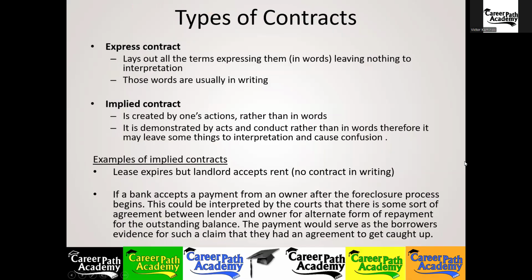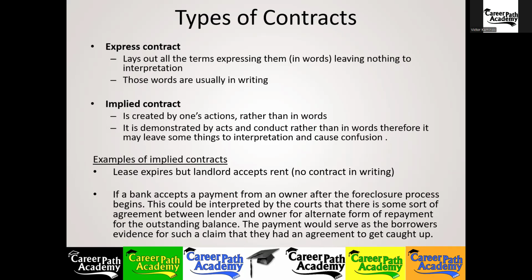So an express contract is one that lays out all the terms, expressing them in words, leaving nothing to interpretation. So those words are usually in writing. An implied contract, however, is one that's expressed by one's actions rather than their words. Now, this is demonstrated by your acts and conduct. It's usually not in writing, and therefore, it may leave some things to interpretation and may cause some confusion.